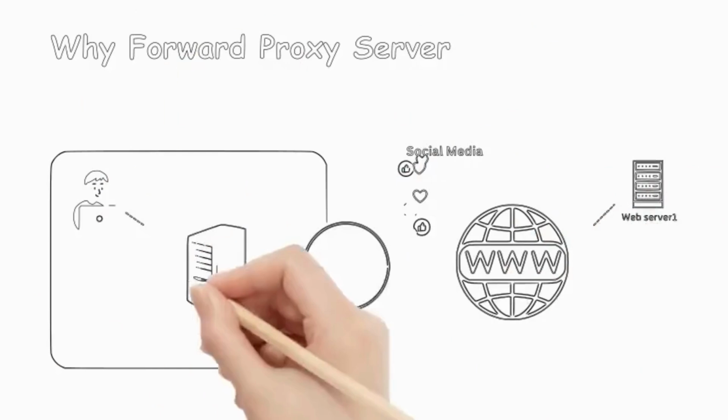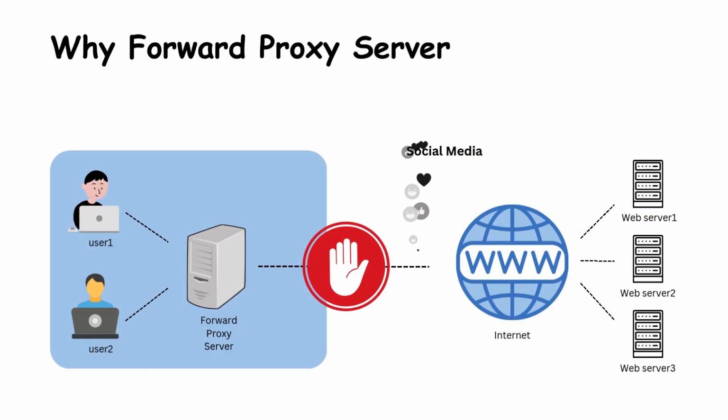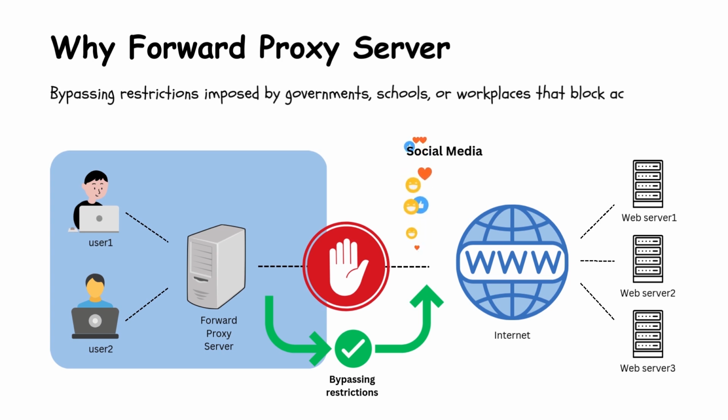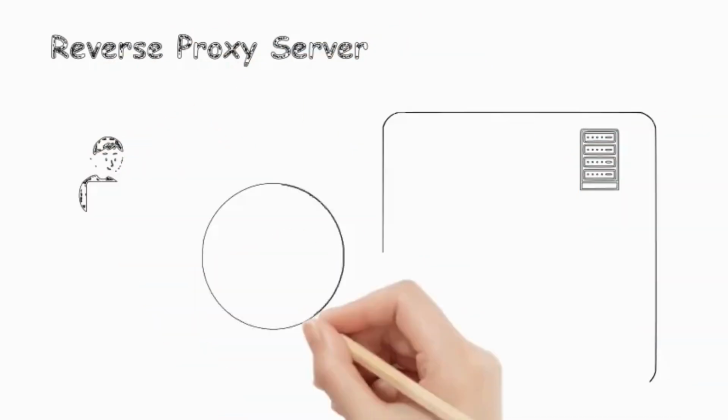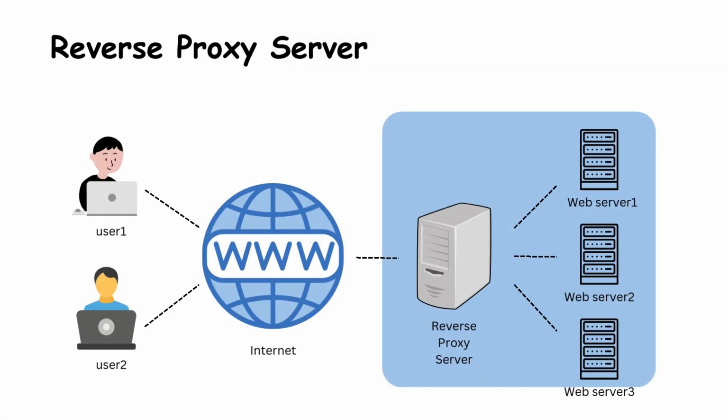Why add this extra step? A forward proxy is useful for several reasons. It helps in bypassing restrictions imposed by governments, schools, or workplaces that block access to certain websites. It is also used for content filtering, allowing organizations to restrict access to specific sites, such as social media. Additionally, forward proxies help protect anonymity online, making it harder for websites or authorities to trace a user's activity back to them.